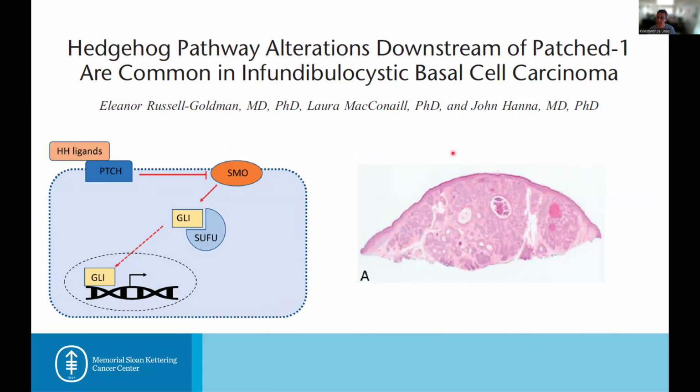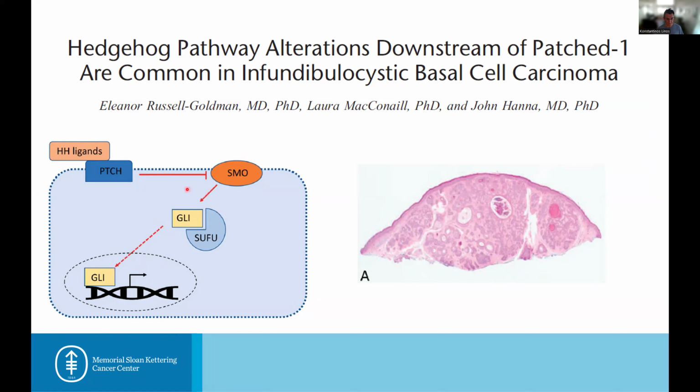GLI1 is actually familiar to the dermpath community because GLI1 is part of the Hedgehog signaling pathway, where you have binding of the Hedgehog ligands to the patched receptor, PTCH, which then alleviates the inhibition of smoothened. Smoothened then translocates into the cilium and initiates a signaling cascade that leads to the release of the GLI1 protein from SUFU, and then GLI1 moves into the nucleus and acts as a transcription factor, activating genes that are critical for basal cell carcinoma pathogenesis.